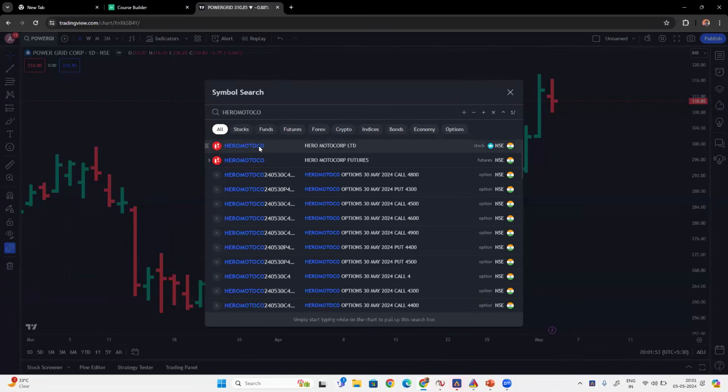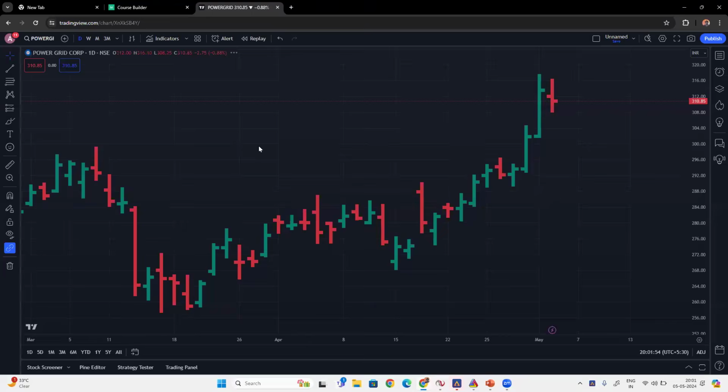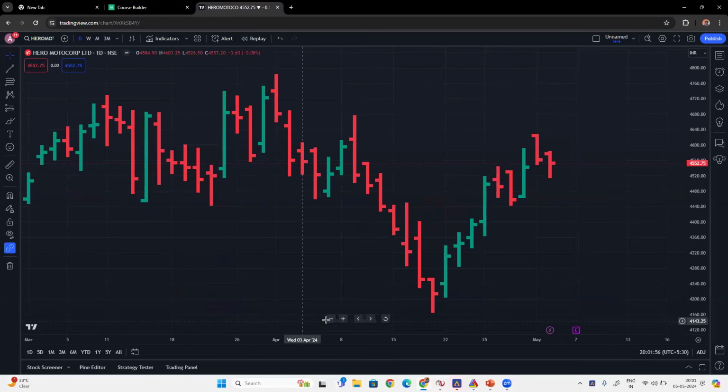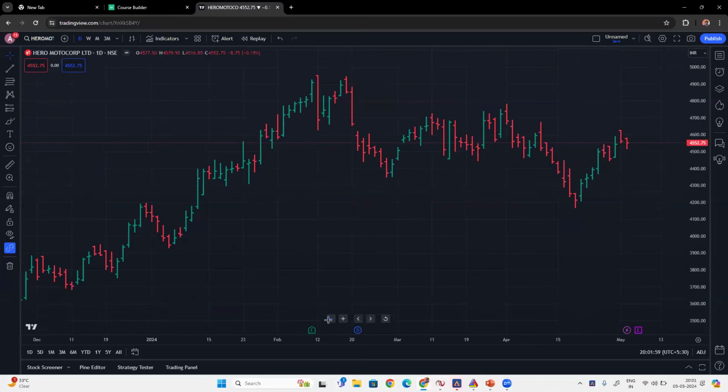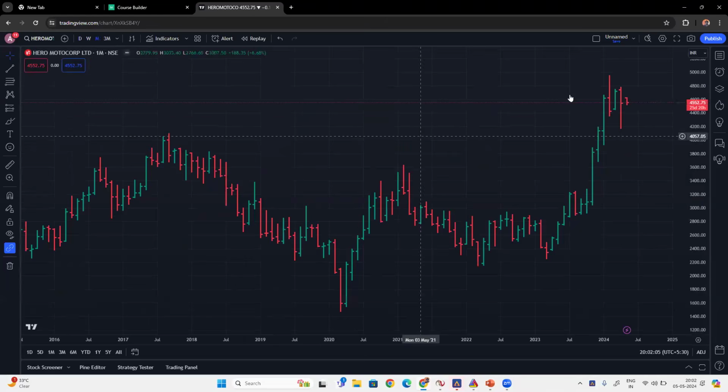See, Hero Motocorp, NSE, monthly chart. So what we are watching here is mostly a consolidation. It has been balancing on the monthly, so there is no clear expectation. Most likely we have to control our targets. We cannot go for bigger targets because the monthly is not trending.